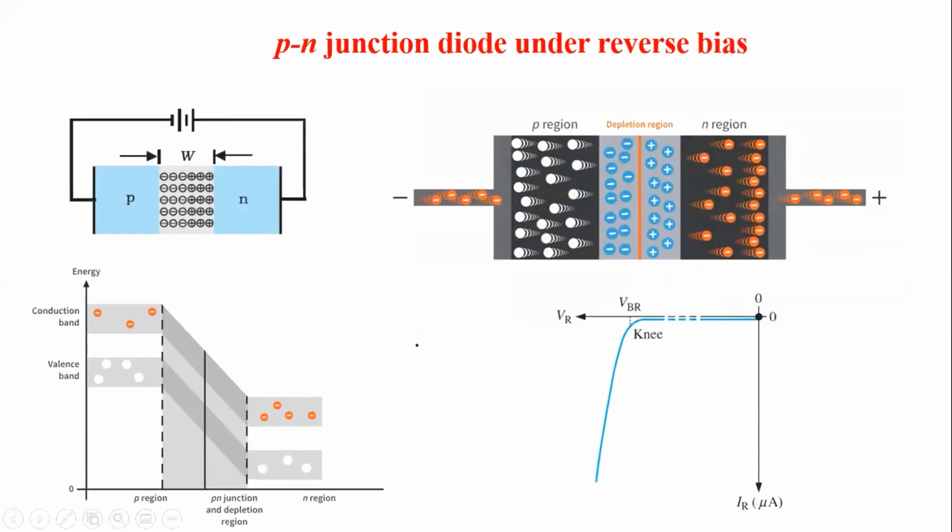So suppose, sir, if I reverse bias it, what happens? If I reverse the polarity, that is, I connect the negative polarity of the battery to the P side and the positive polarity to the N side.